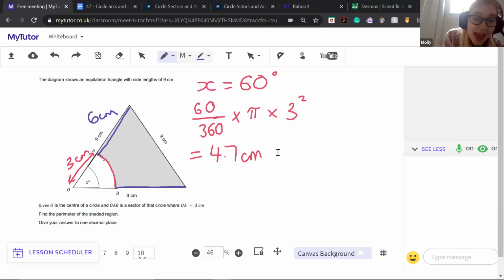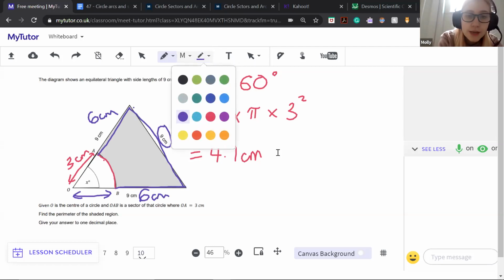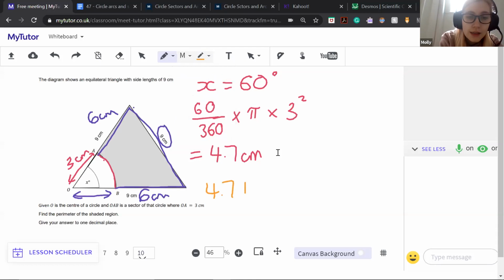Because if OA is 3 centimeters, that's the radius. So OB also has to be 3 centimeters because all the radii are the same length. So this is also 6 centimeters. And this one, as we're given, is 9 centimeters. So our final perimeter is going to be 4.7, that arc length, add those 6s and that 9.